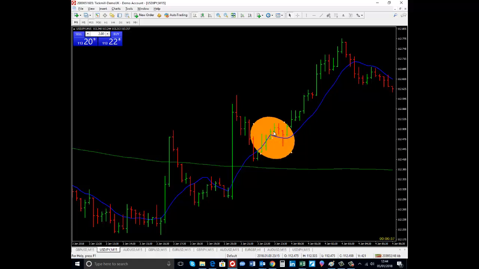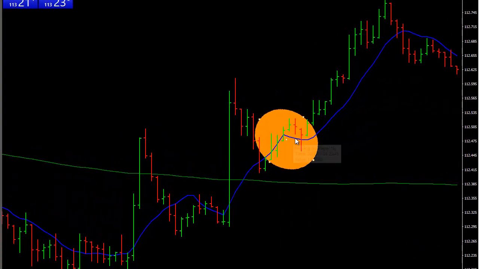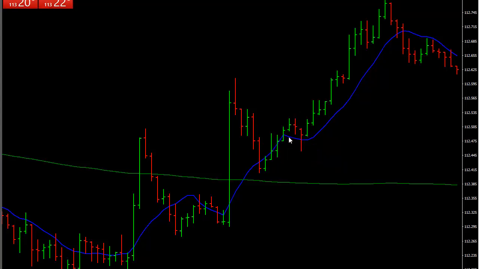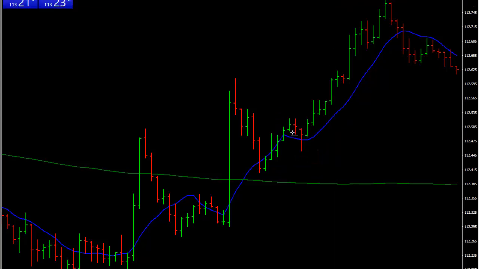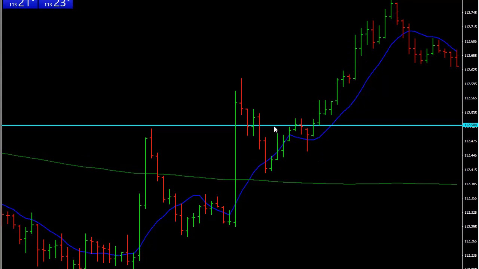So if I just zoom this in for you, you can see here that we've got our price bar here as closed. Clearly it's closed above the blue line. At this point here, we just hit our buy button and we're in the market. So we enter here at this price here. I'm going to mark it using this line here. This is our entry.